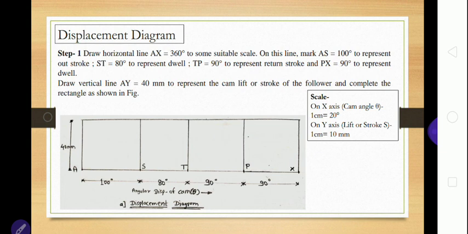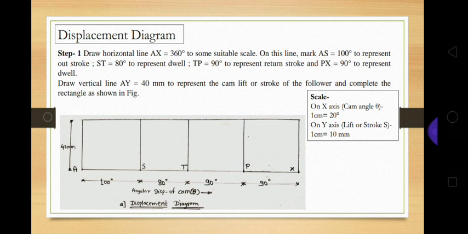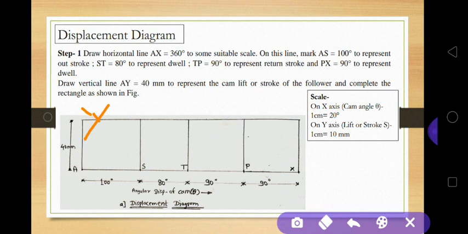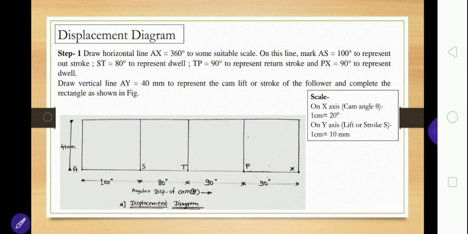Therefore draw the vertical AY line, which is equal to 4 centimeter. This point is Y. Because the scale is 1 centimeter equal to 10 mm, the 4 centimeter line that we draw is the AY line, and prepare one rectangle. So this is our first step in every problem.